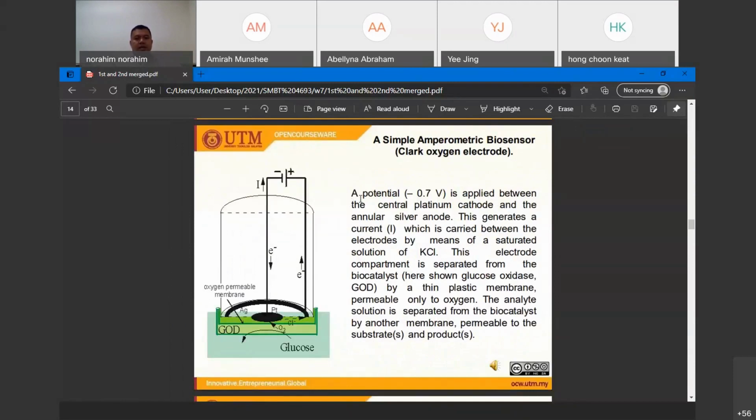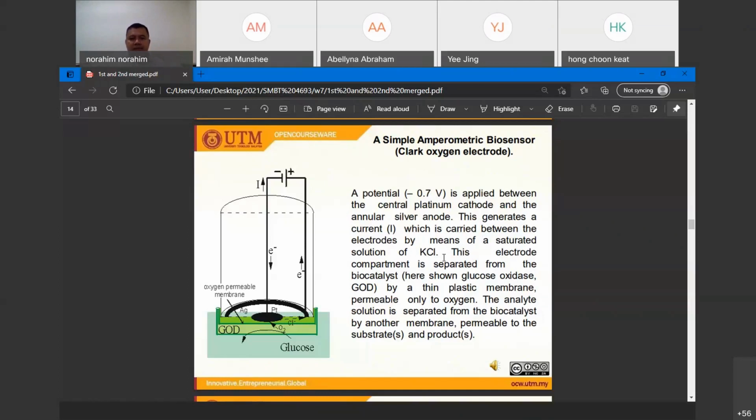What you do here is apply a potential of about minus 0.7 volt. Remember, why do we need a potential? Do you remember? Potential difference. The more difference between two electrodes, the more force you are imposing on the system. In this case, we applied about minus 0.7. This will generate a current which is carried between the electrodes by means of saturated potassium chloride.